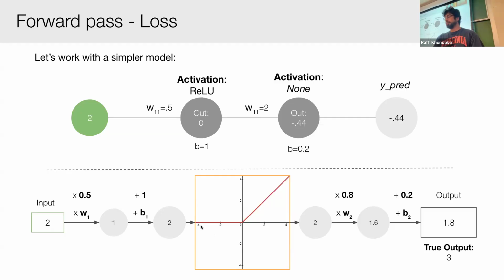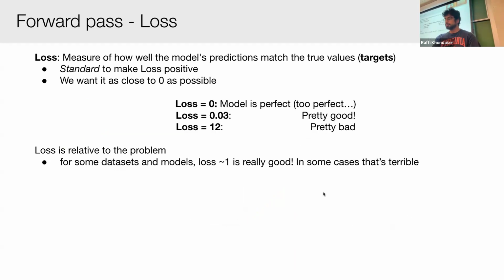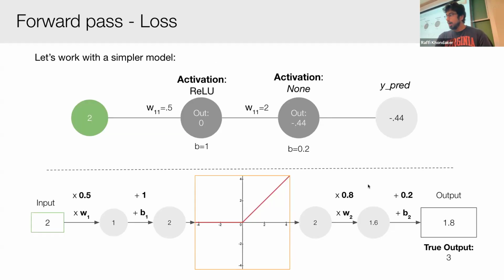Again, this is the ReLU function, mapping inputs that are negative to 0, while outputs that are positive are just not changed. Okay. So again, with our random neural network, we have an output of 1.8 when the true output is 3. So we want to quantify how badly our neural network did. That's the goal of forward propagation, or the forward pass.